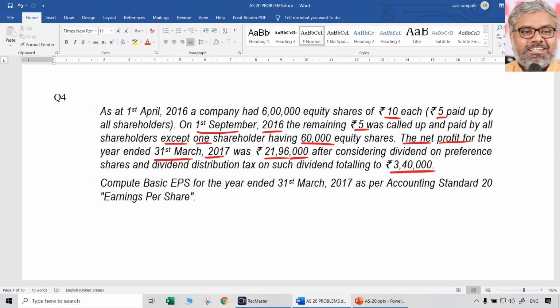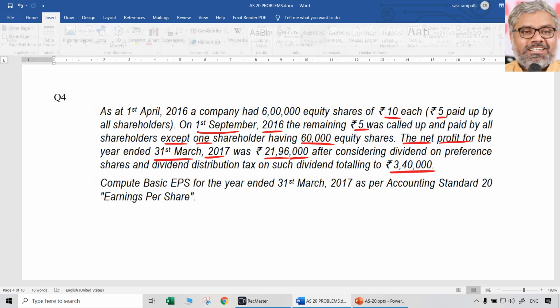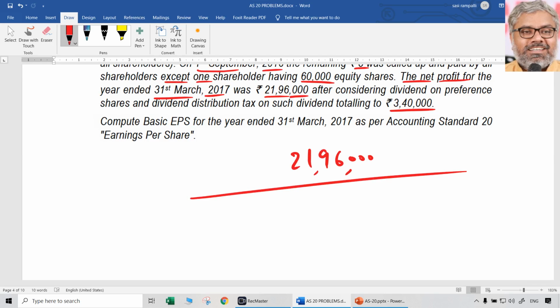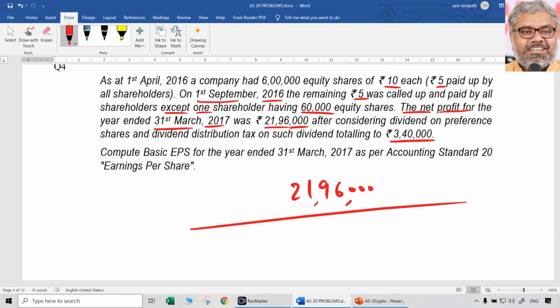Wrong. After considering dividend and dividend distribution tax, that should be the one, right? That is exactly what we want, and that's what is already given. So nothing to do with that 3,40,000, just ignore that. Profit is 21,96,000, that is attributable to equity shareholders. No problem with the numerator, that is given already.